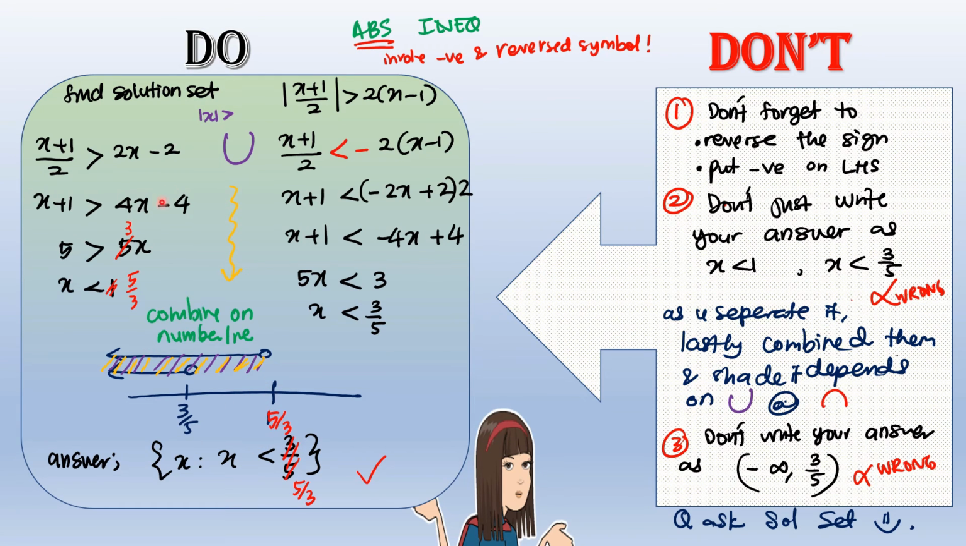Okay, so be careful with the calculation. If you make a wrong calculation here, it will make you shade it wrong, and your answer will be wrong. So be careful. Alright. Don't forget to reverse the sign and put negative on the left hand side. Why did I say left hand side? It's actually right hand side here. Sorry. So here is the right hand side. Don't be confused. Reverse the sign and put negative on this side.